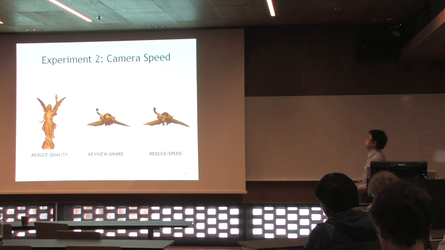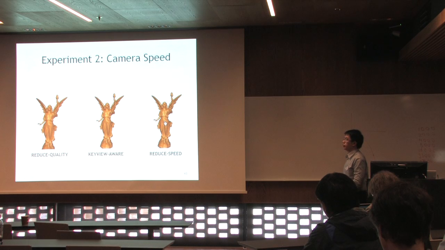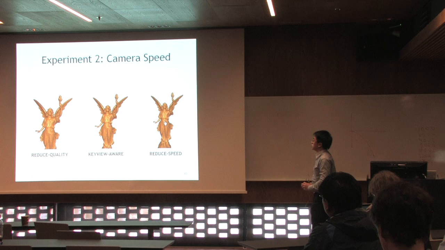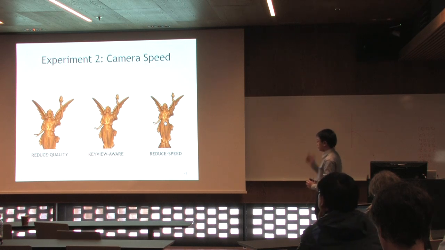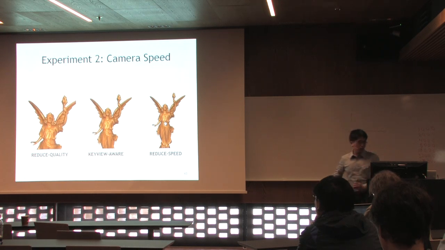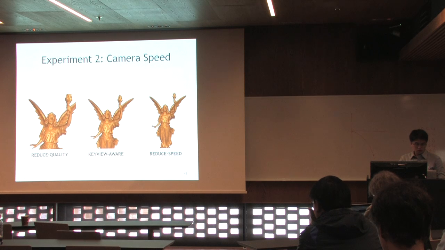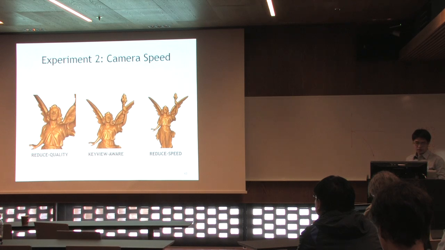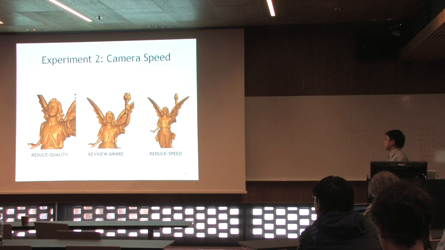First, we use experiment 2 to observe the difference in camera speed of the three non-trivial schemes. We can see that key view aware is slower than reduced quality, but much faster than reduced speed.